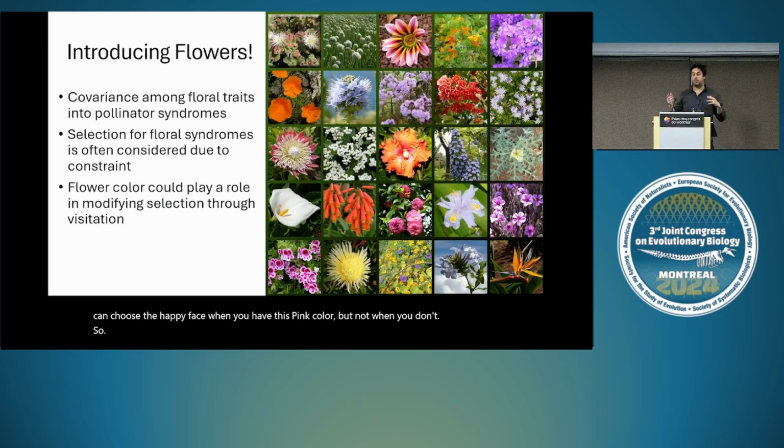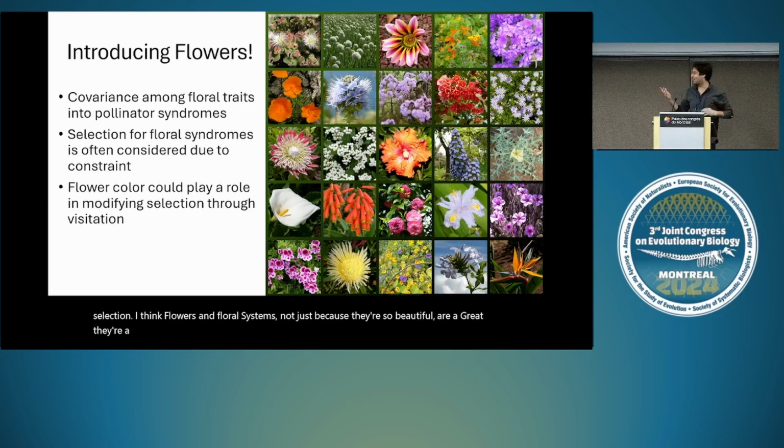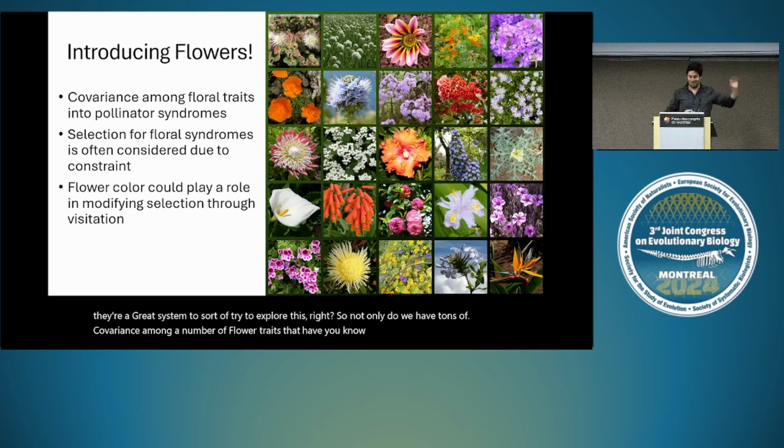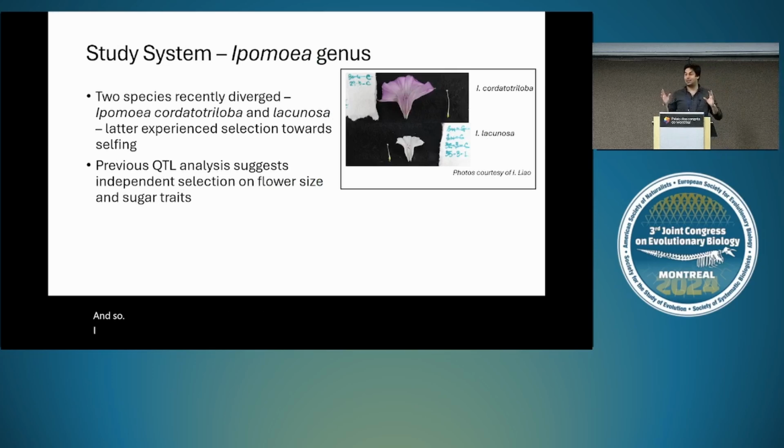When we're trying to think about these two different possibilities of what can be driving correlated selection, I think flowers and floral systems, not just because they're so beautiful, are a great system to explore this. Not only do we have tons of covariance among a number of different flower traits, and there's been great literature about all the different constraints that have modified these pollinator syndromes, we also have just beautiful flower colors, right? And we often have systems where differences in flower color change how pollinators visit plants. And so I think we have a great system in Morning Glory.